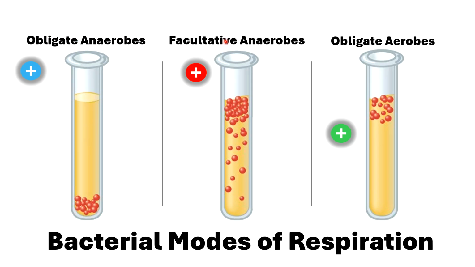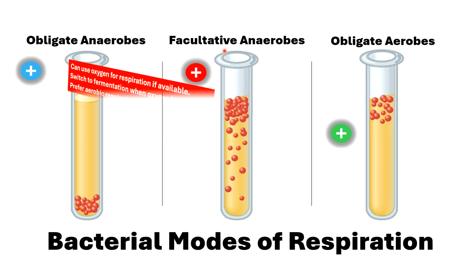Now, looking at facultative anaerobes, facultative means optional. They can use oxygen if it is available, and they can also switch to fermentation when the oxygen is not present. So right here, the oxygen isn't present, so they are using fermentation, and here at the surface of this liquid, they are using the oxygen. They're respiring aerobically here, and anaerobically here, if that makes sense. Though they do prefer aerobic respiration because it has more ATP yield, so it gives them more energy.